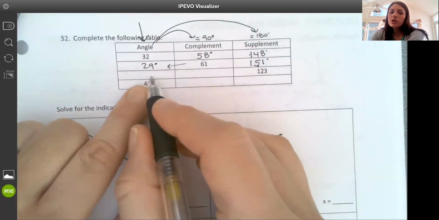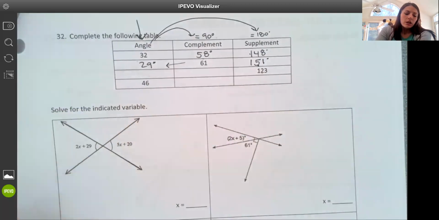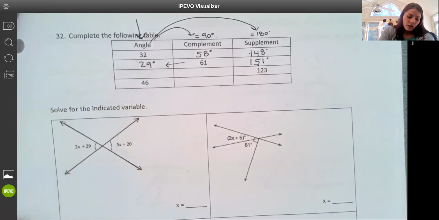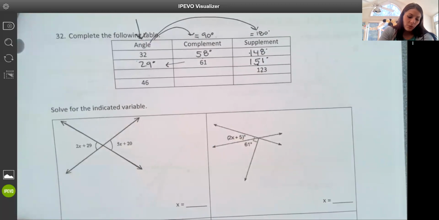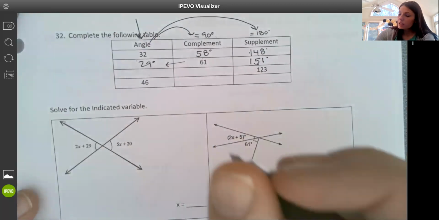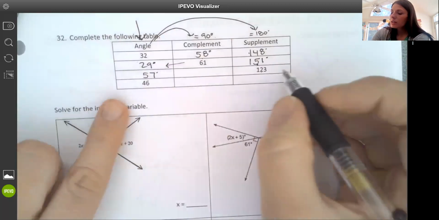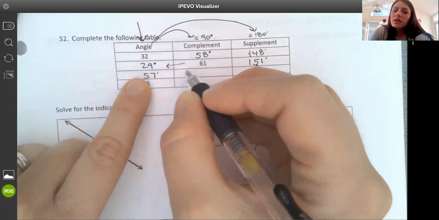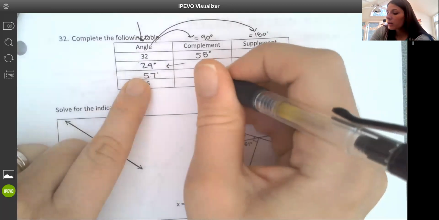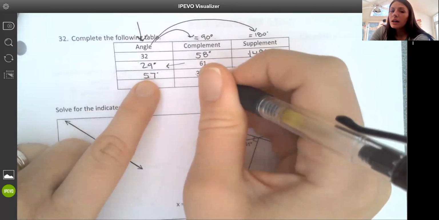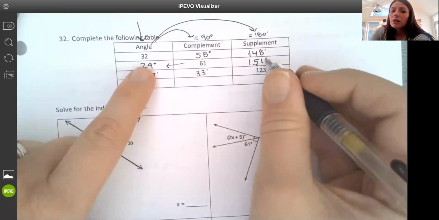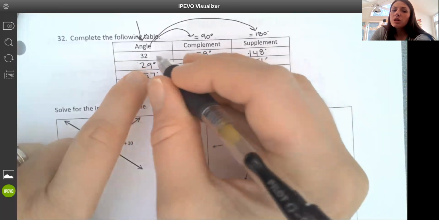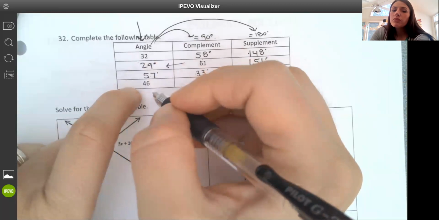So same idea here. If I'm given the supplement, first I need to find my angle. So to find my angle, I'm just saying, well, 180 take away 123 is giving me 57 degrees. These are supplementary. Then from 57 degrees, the complement would be 33 degrees. These two add up to 90, these add up to 180, but it all goes back to this angle.